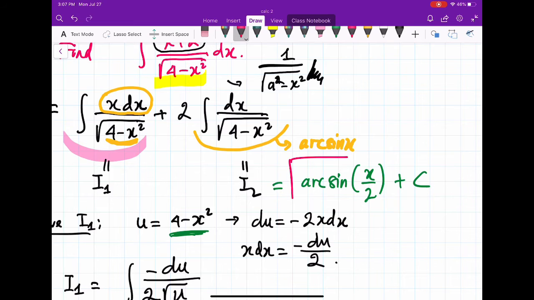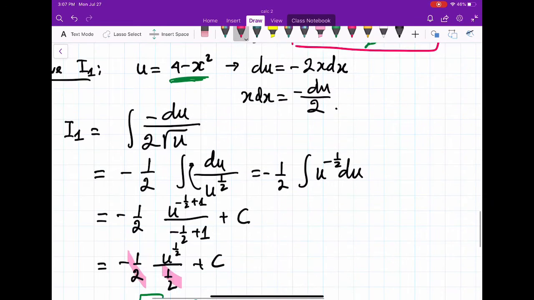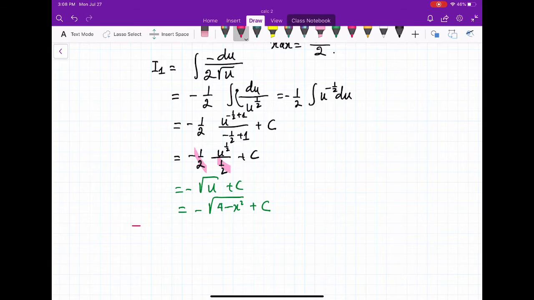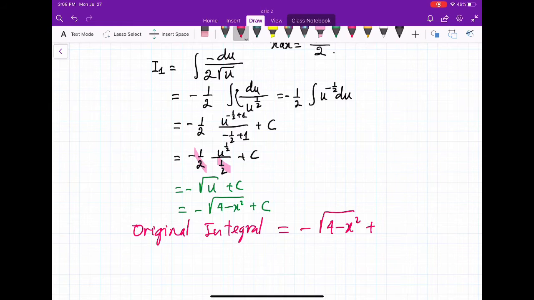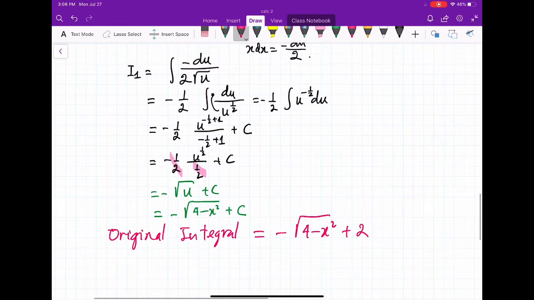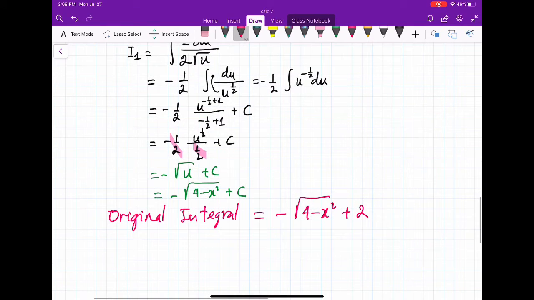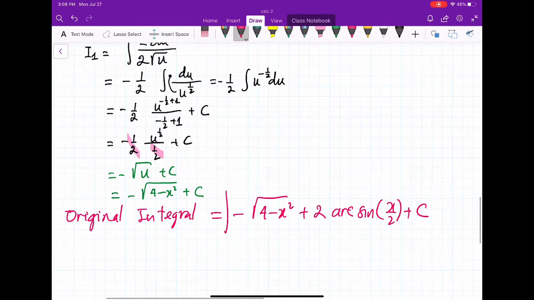Now we just put it all together. We have the original integral equal to negative square root of 4 minus x squared plus, we have 2 times over there. You see, we have 2 times in here. Okay, don't forget that. 2 times arc sine of x over 2 plus constant. And that is the final answer.